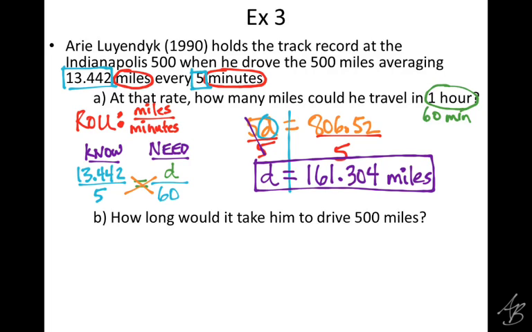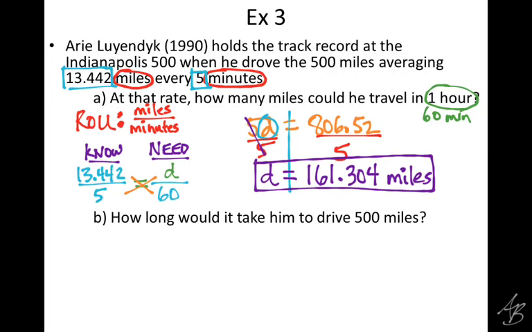Now, real quick, before we move on to the next one, we're talking about how many miles he drives in 1 hour. So this 161.304 miles is actually how fast he's going, right? Because it's miles per 1 hour. So he's driving 161 miles per hour during the race. And that's his average speed, including stops and everything. So that's pretty fast. I've never driven that fast. That's how fast I drive to school every day.